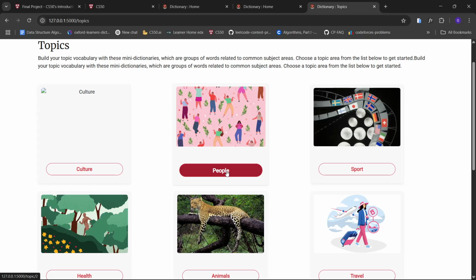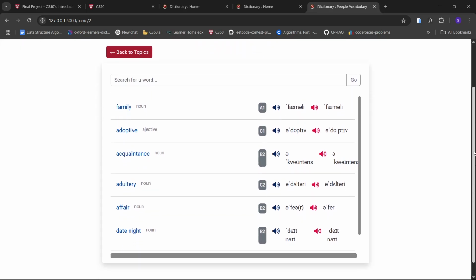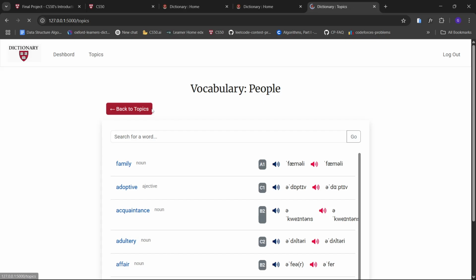dictionary very easily. For example, if I click the people topic, it gives us detailed information about people. For example, family, adoptive, and here the important feature is that the user can listen to British and American accents with the phonemic transcription, and they can see the level of the word. Alright, so that is the topics; people can learn topic-wise vocabulary.